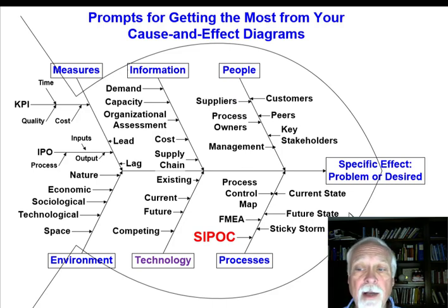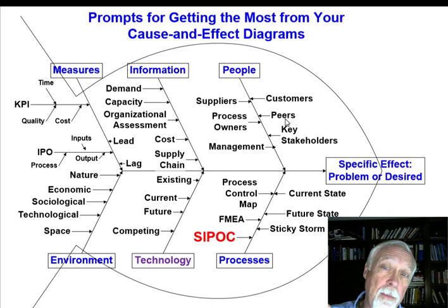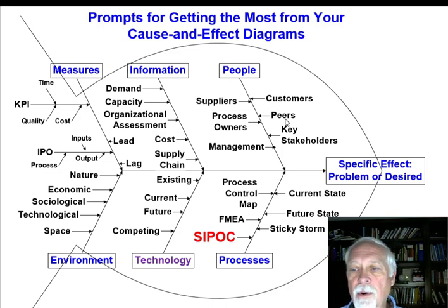The suppliers to those processes, maybe peers who might have some competing or perhaps facilitating effect on the outcome of your particular effect. Key stakeholders, management, and so on. All of these are just prompts for who are the people I should be looking at. Let's go ahead and just go straight back. So information might be looking at demand information, capacity information, organizational assessment, like who we are, who our competitors are, who our suppliers are, who our customers are, costs, and maybe some information about the supply chain.